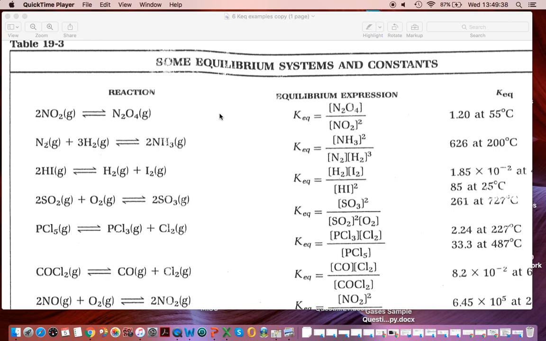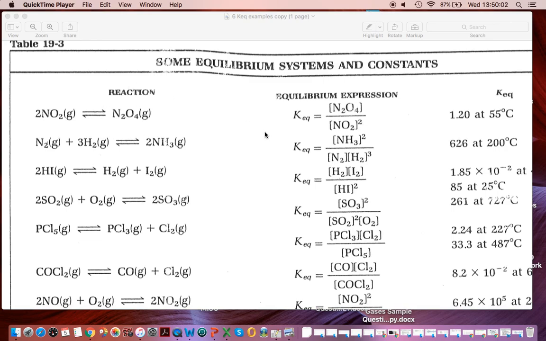So that means you can worry about gases, because if you change the volume of a gas, you can change its density, which means you can change its concentration, or things that are aqueous. Things that are solid or liquid do not get included in Keq expressions. The coefficients become superscripts, what you're going to multiply by.